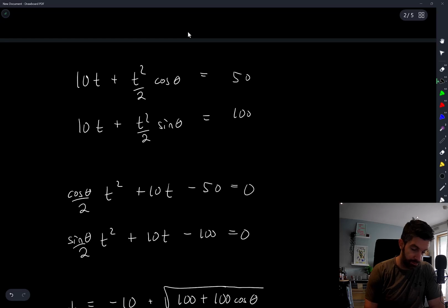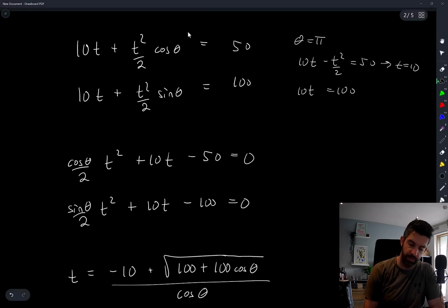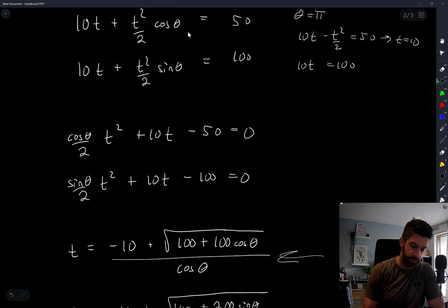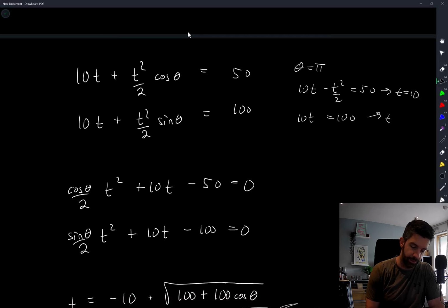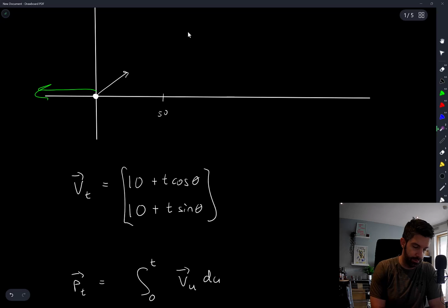So if I go back up to my system of equations, if theta is equal to pi, then the first equation becomes 10t minus t squared over 2 is equal to 50. And the second equation becomes 10t is equal to 100. So we know this one already gives t is equal to 10. Substituting theta equal to pi, you get t is equal to 10, and here you also get t is equal to 10. So the acceleration you need, in fact, is pointing exactly in the negative x direction.